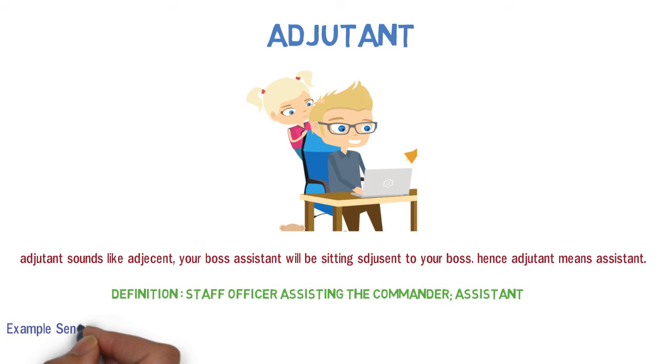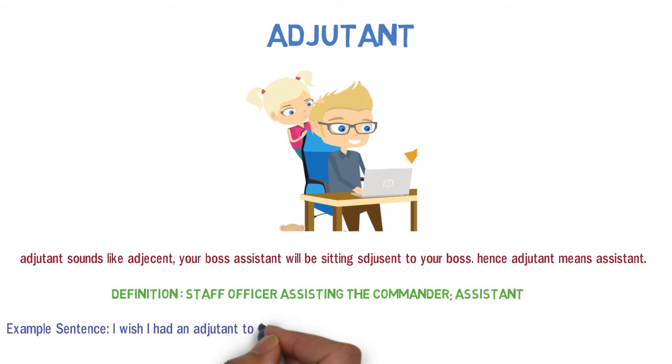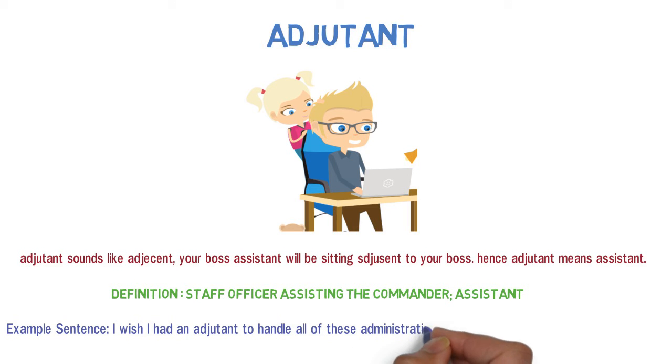And here the example sentence is, I wish I had an adjutant to handle all these administrative duties and tasks that I hate doing myself. The boss is saying that he wishes he had an adjutant, meaning an assistant, because he has to do all the administrative duties and tasks that he hates himself.